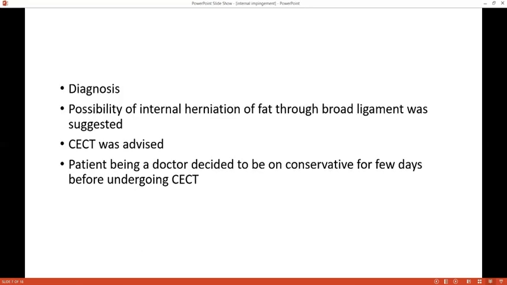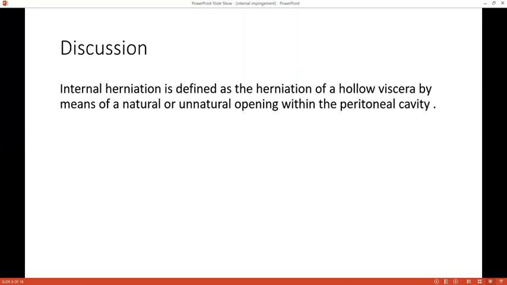So I came with a diagnosis of probably I'm dealing with a case of internal herniation of fat through the broad ligament. I suggested a CECT, which is the investigation of choice, but the patient being a doctor herself decided to be on conservative treatment for a few days before undergoing the CECT.